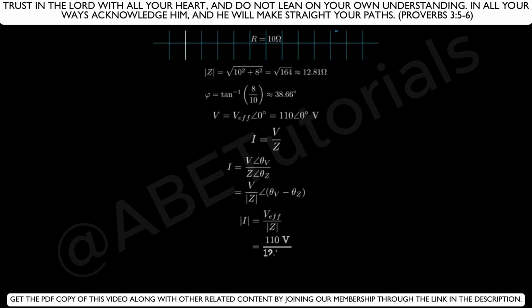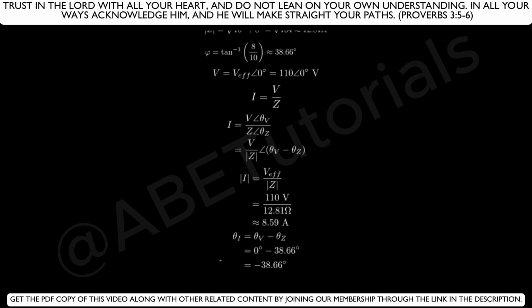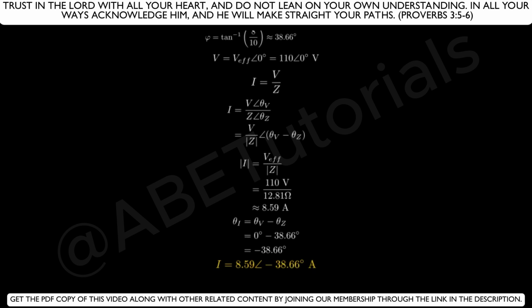The current magnitude will be 110 volts divided by the impedance magnitude of 12.81 ohms, which gives us approximately 8.59 amperes. The current angle will be the voltage angle minus the impedance angle, which is 0 degrees minus 38.66 degrees, giving us negative 38.66 degrees. This means the current lags the voltage by 38.66 degrees, which is typical for an inductive circuit.